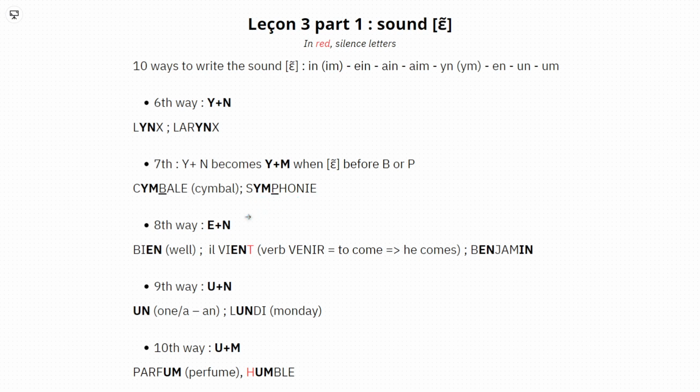Another way, the eighth way, is E plus N in these words as examples, of course. Bien, well. Il vient. Okay? The verb is venir, to come. So, il vient, he comes. Or Benjamin. And you can see, two ways to write un. E-N or I-N. Benjamin.